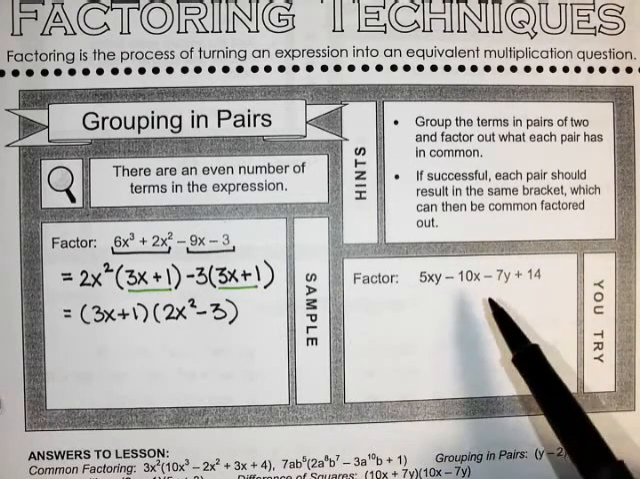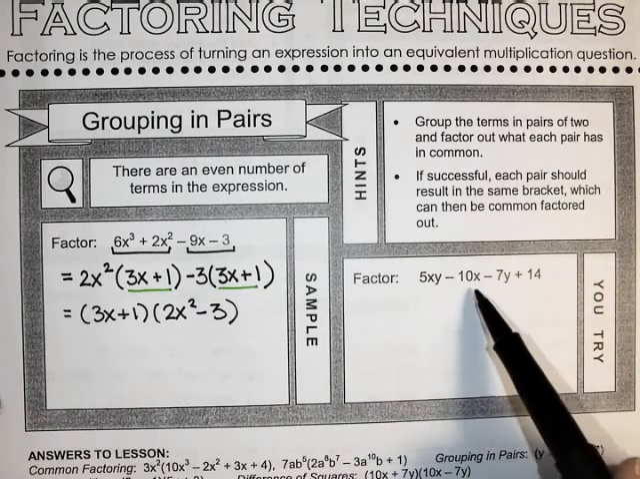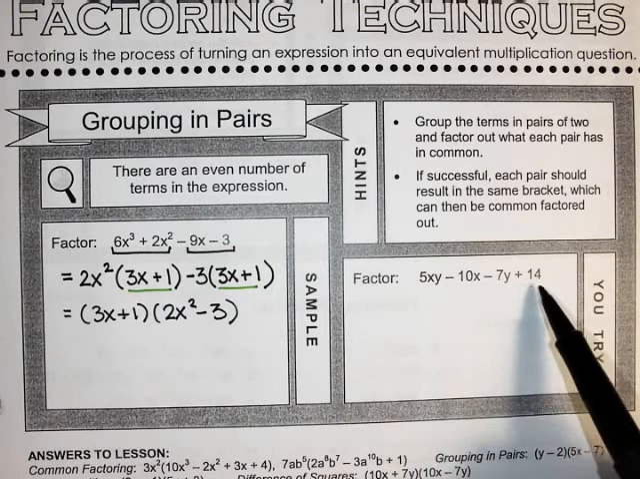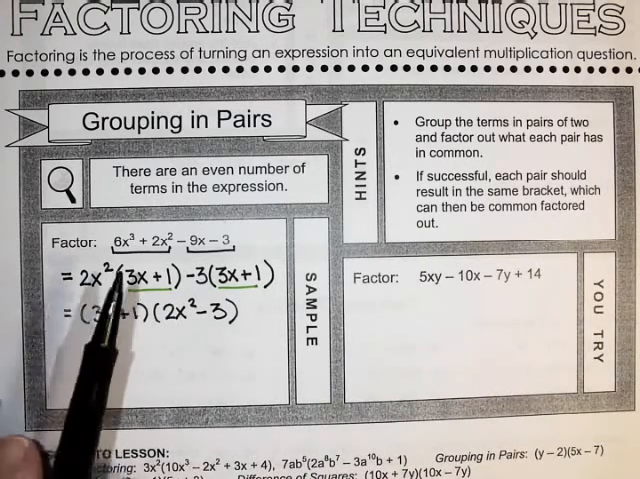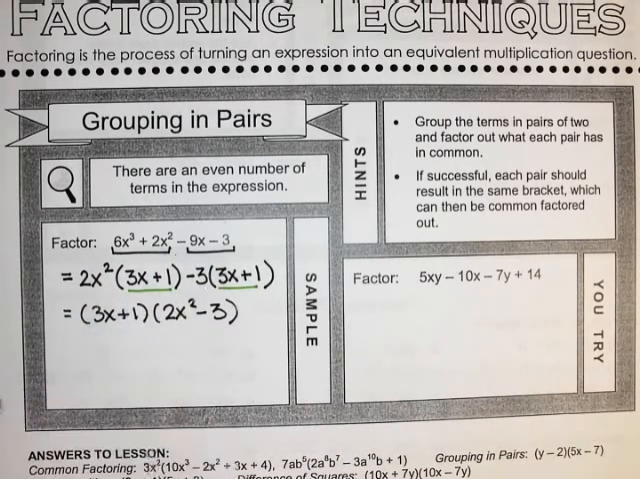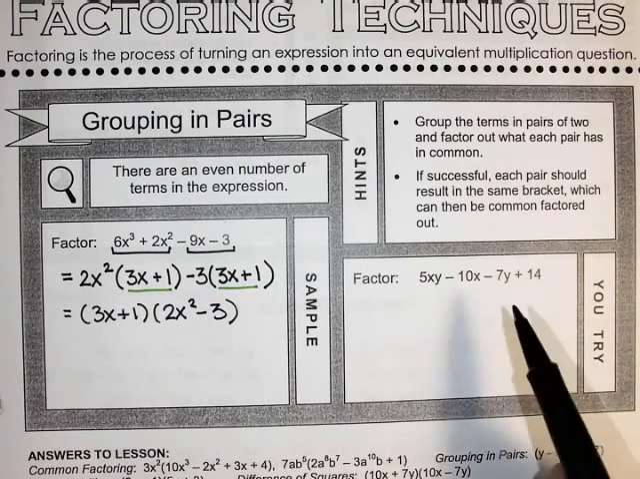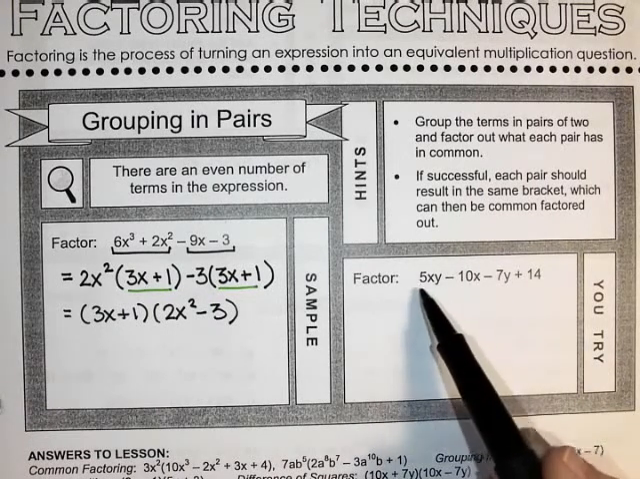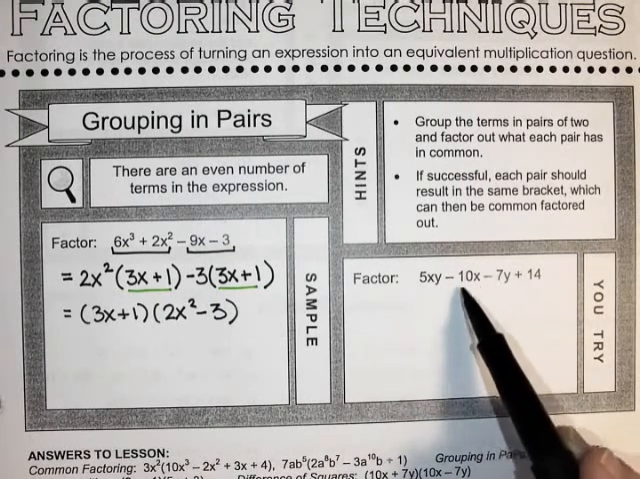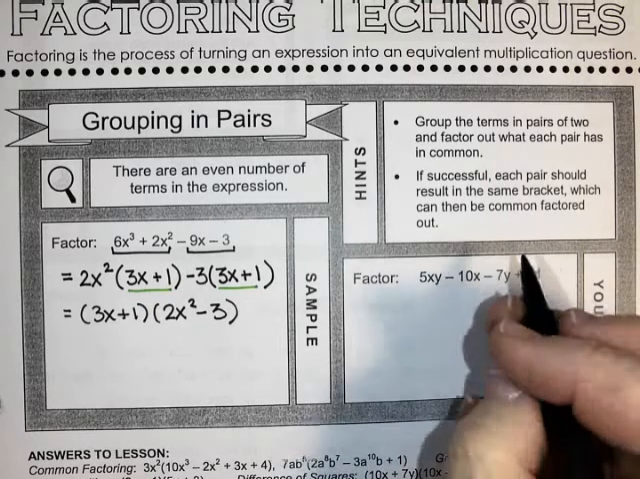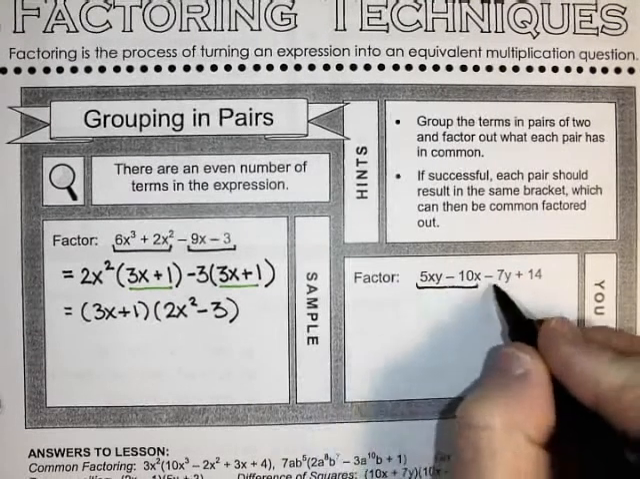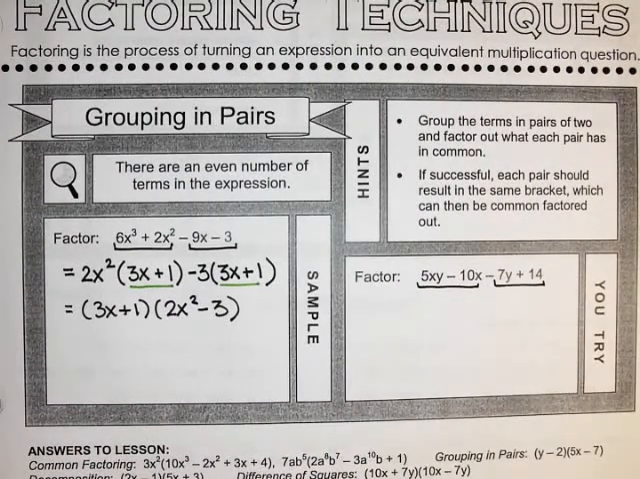Okay, so I have 5xy minus 10x minus 7y plus 14. I want to try to group these in pairs that have something in common. In the previous example, I just left them in the order they were in, but you can rearrange the terms if you need to. But if I look at the first two terms, they both divide by 5 and they both have an x. And if I look at the second two terms, they both divide by 7. So I feel like I should be able to group them in the order that they're currently in.